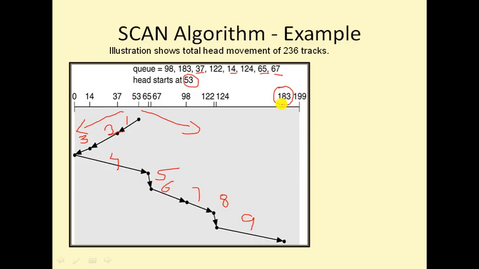But after 183 it does not go to the 199 position, because in the SCAN algorithm, whichever side you choose first, you go to the end position on that side and do not repeat towards the opposite direction. That is the SCAN algorithm. Either you can choose the right direction also. Now we will see.